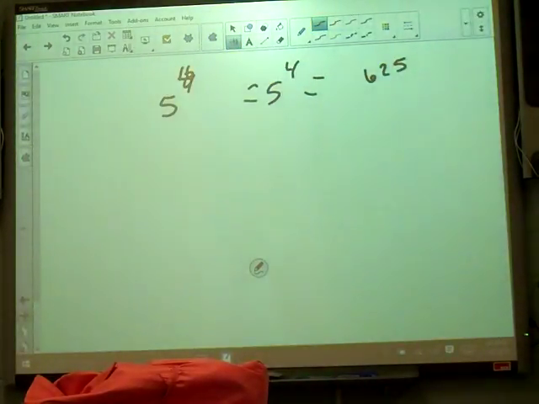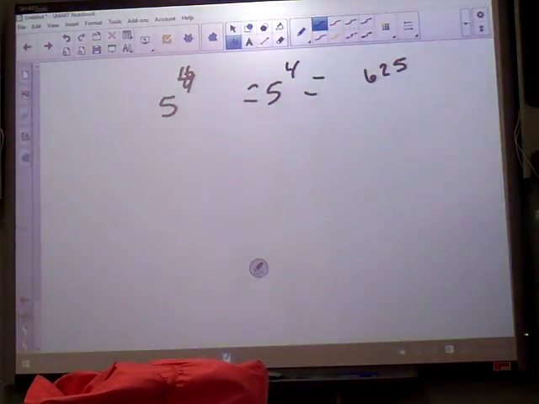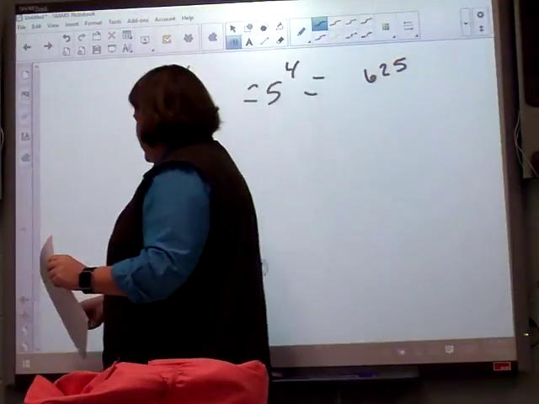Alright, number 10 is the one first period had the hardest time with, those powers of i. They didn't do as good when we made that chart. You remember we made a chart the other day? I need i to the 17th.